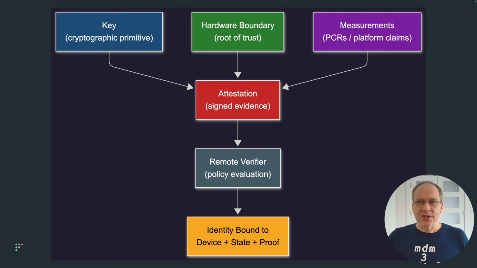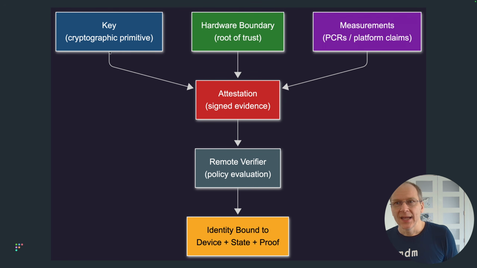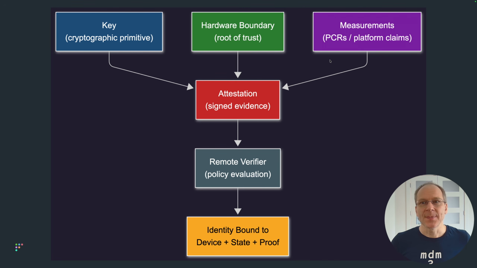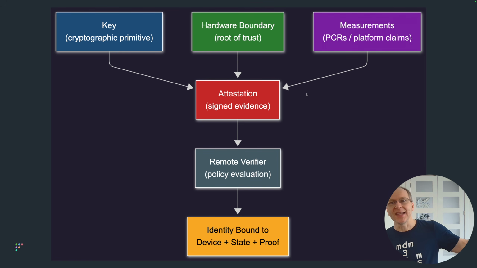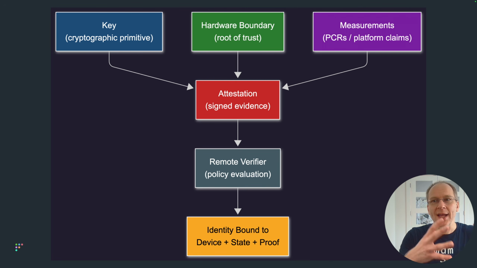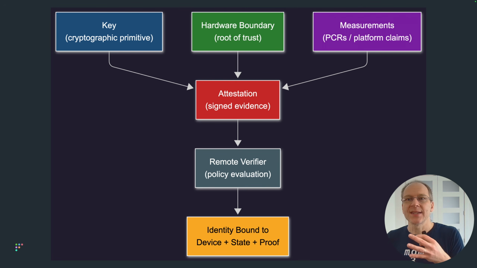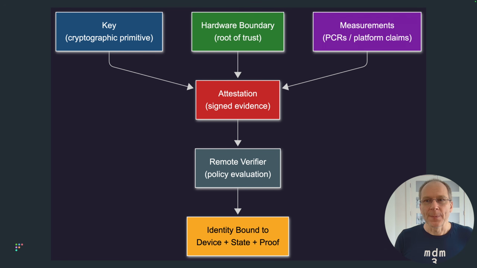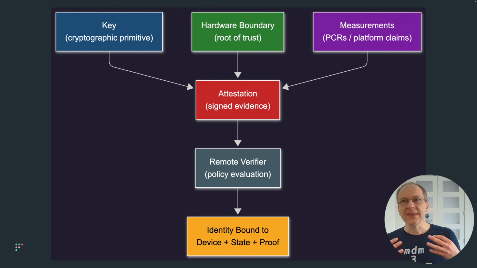And this is where everything we discussed earlier converges. A key by itself is just a cryptographic primitive. Hardware boundary by itself is just a containment mechanism. Attestation measurements themselves are just hashes. Attestation connects them. It turns internal hardware facts into signed, verifiable evidence that a remote system can evaluate. Now identity is no longer who has the thing. It is no longer who has the certificate. It is what physical device in what measured state produced this proof. That's the transition. Now identity is bound to physics, not paperwork.